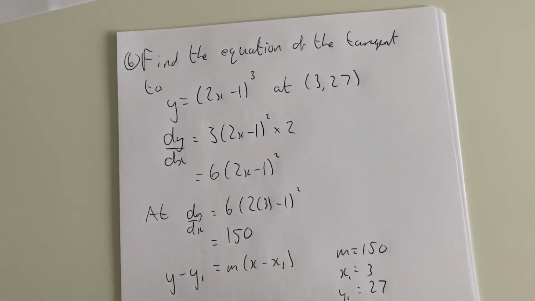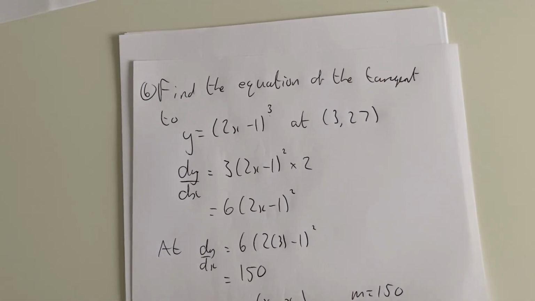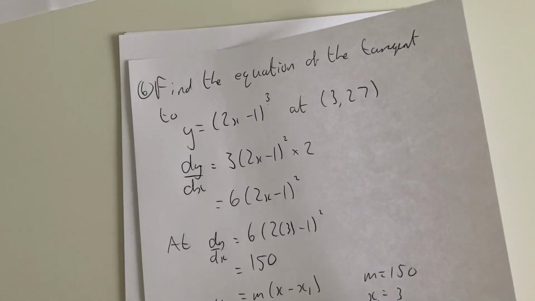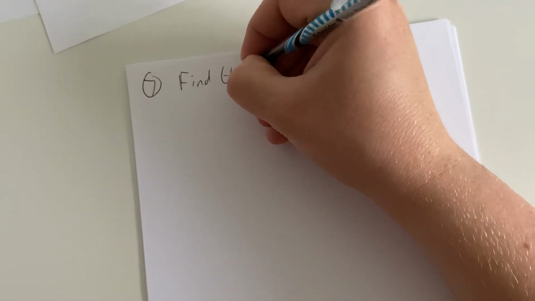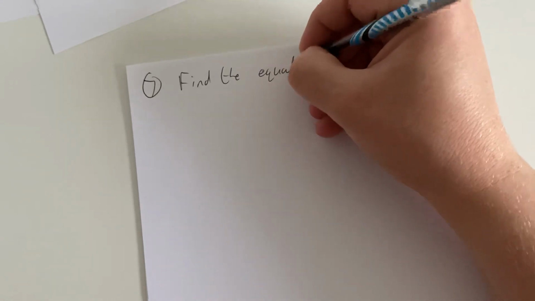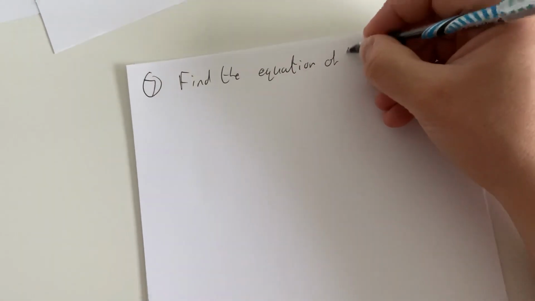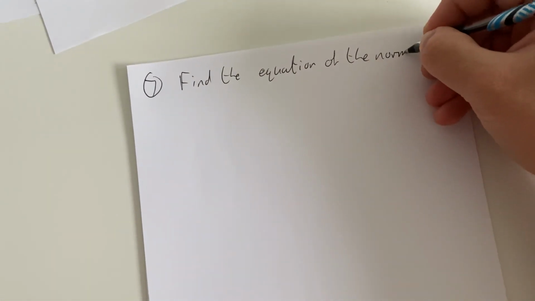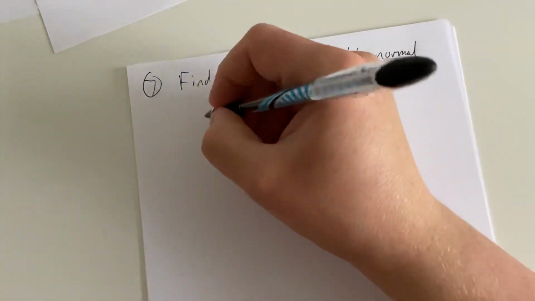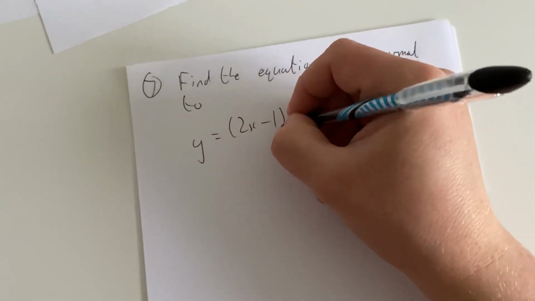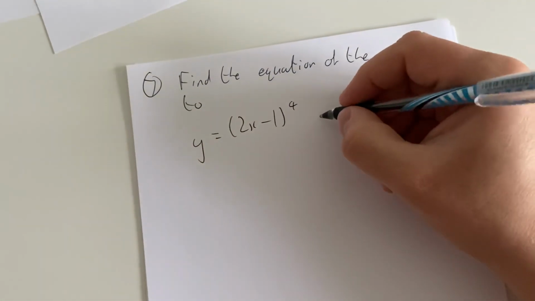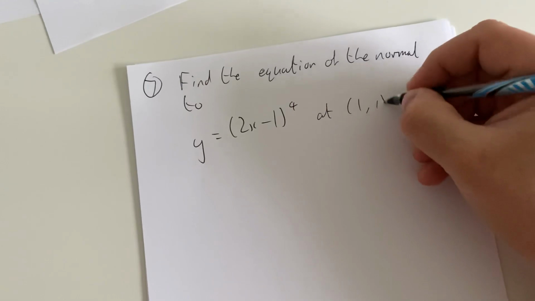And since we've done the equation of the tangent, we might as well do the equation of the normal. So let's do, for question 7, find the equation of the normal to y equals (2x minus 1) to the 4 at (1, 1).